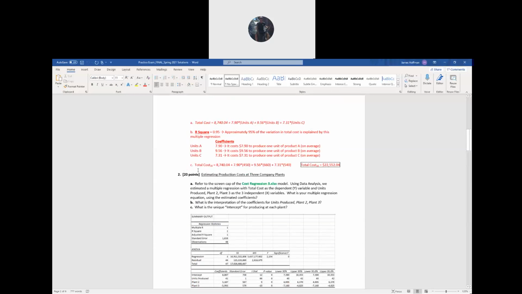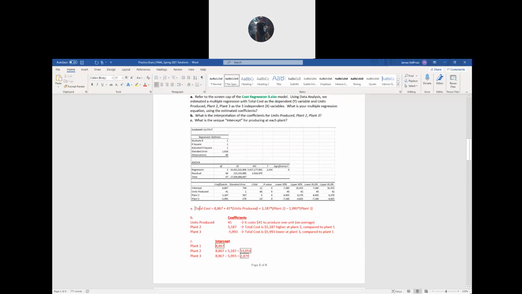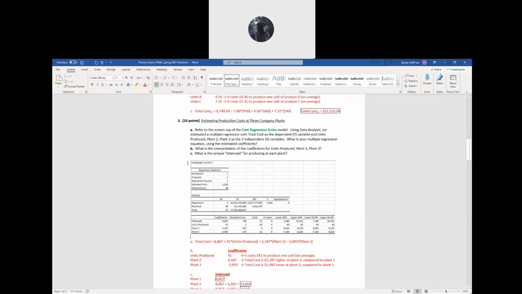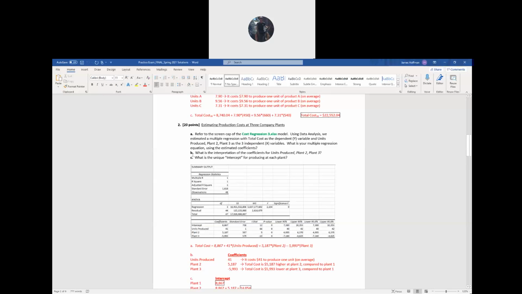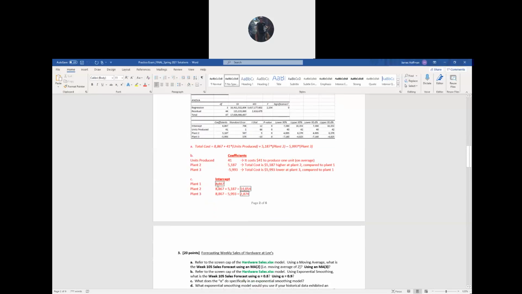Okay, so for this one, you're going to interpret the coefficient, right? Just specify the general equation with the given coefficients, and you're going to interpret the coefficients for units produced, plant 2 and plant 3, and make sure you see how to do it for the binaries. And then you're just going to list the intercepts. Plant 1 is going to be the given intercept, and plant 2 and plant 3 are the additional or less costs that you talked about here compared to plant 1.